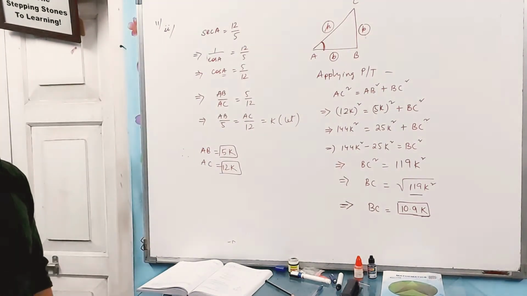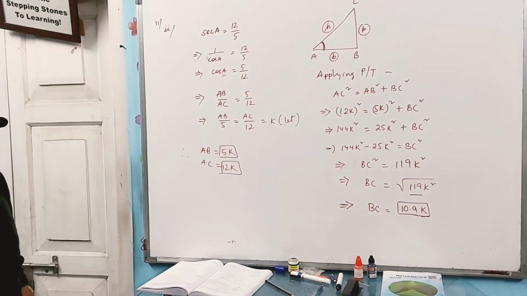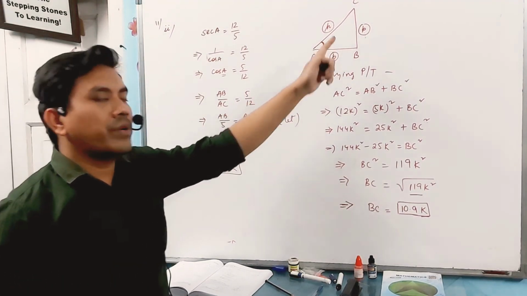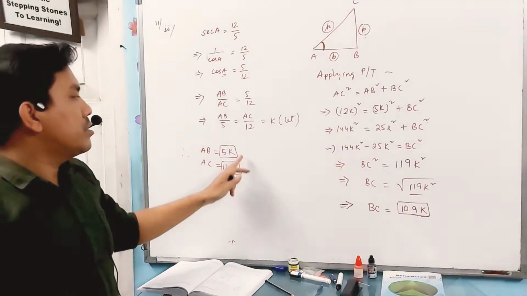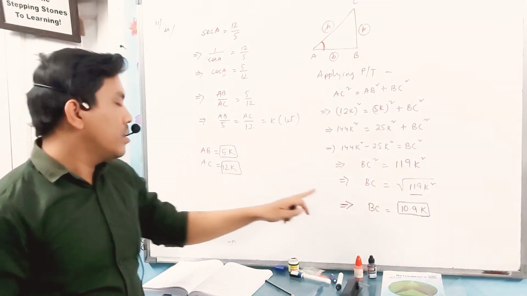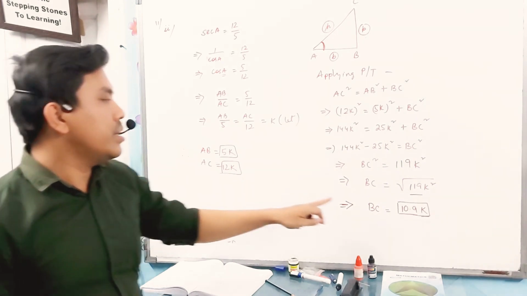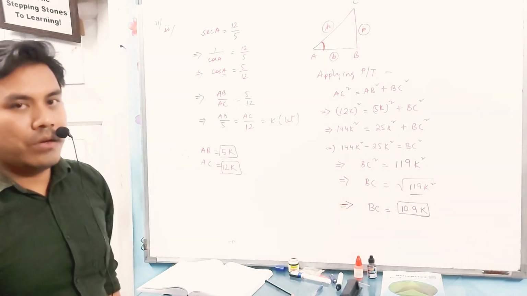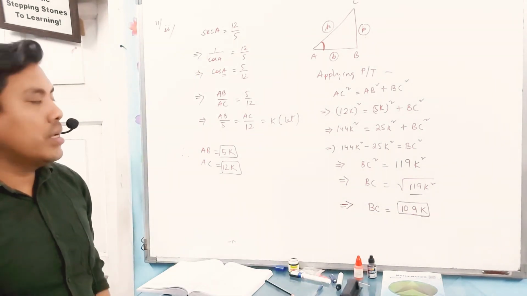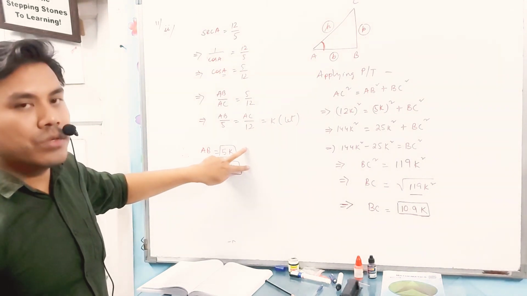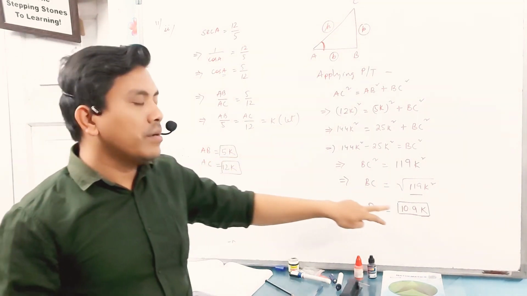10.9K. Now we have to check whether it is possible to form such a triangle using these three sides. The three sides are 5K, 12K, and 10.9K. There was one condition that the sum of two sides of a triangle must be greater than the third side.